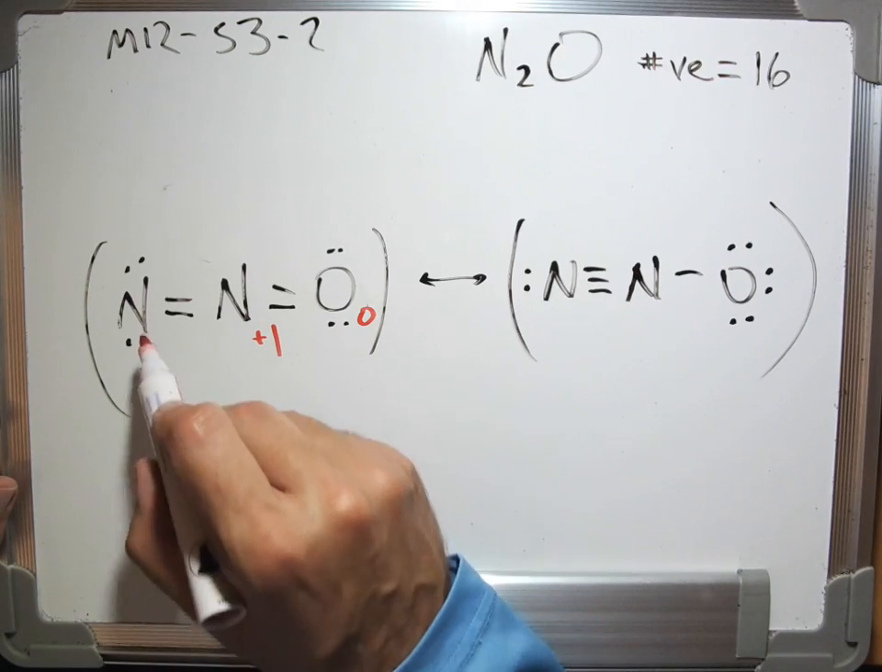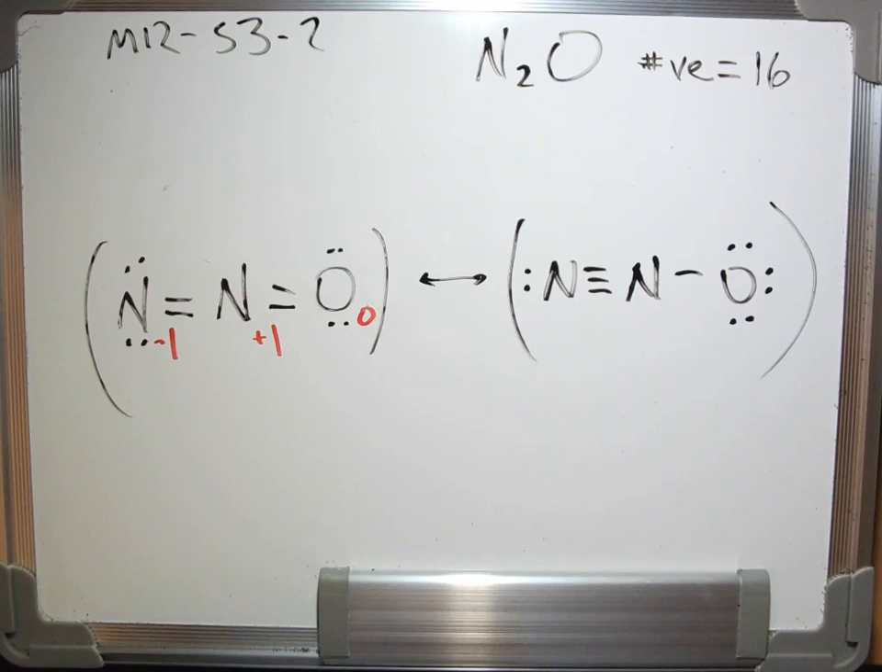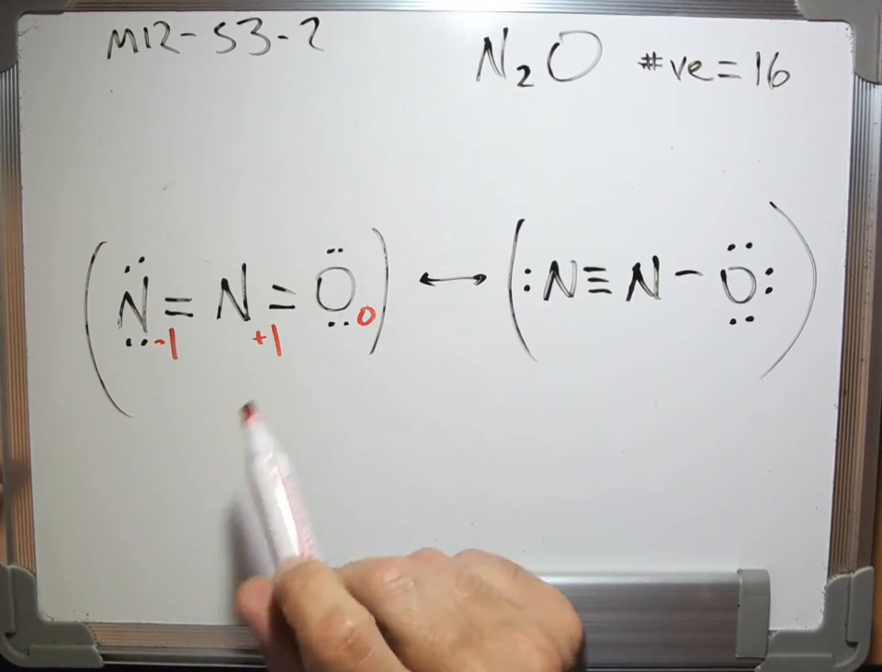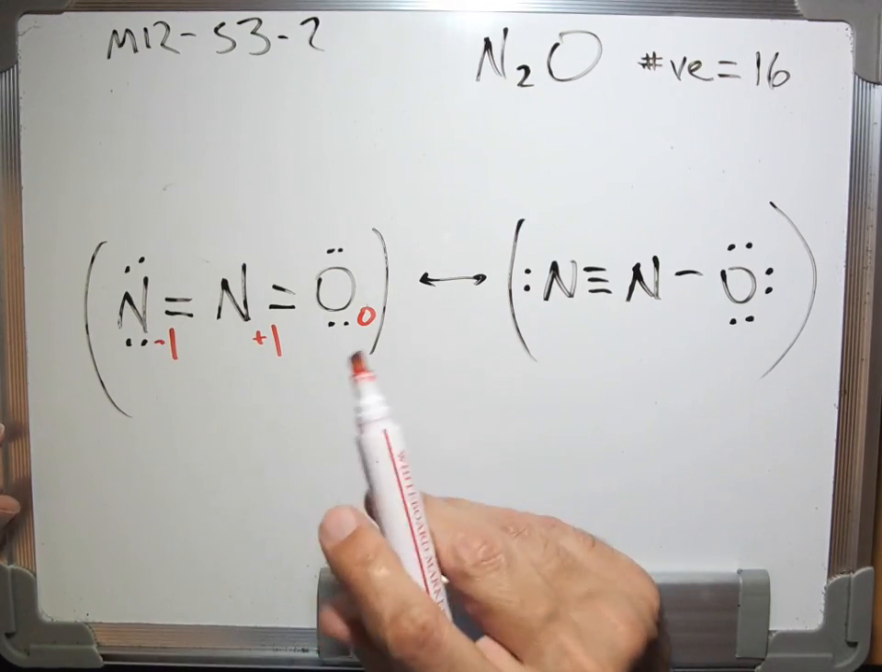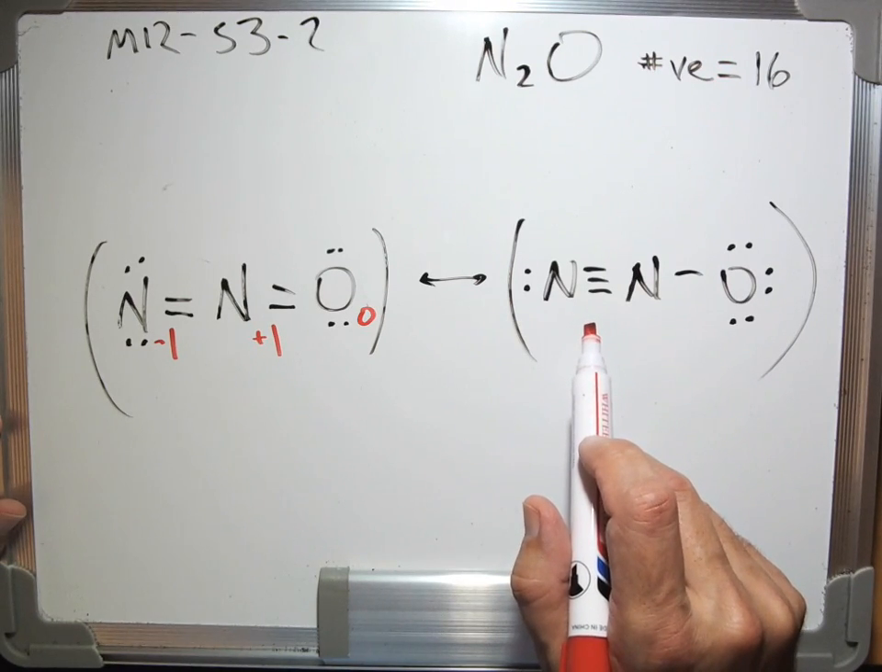This is a neutral molecule. This clearly must be minus 1. If we did the accounting, indeed, we would get minus 1 there. So recognize I have some non-zero formal charges. Let's check this structure.